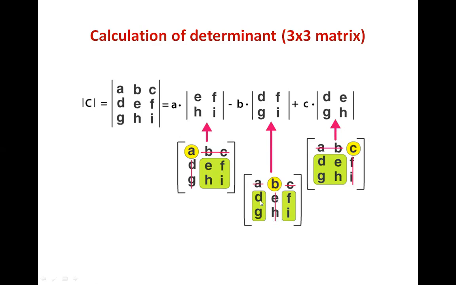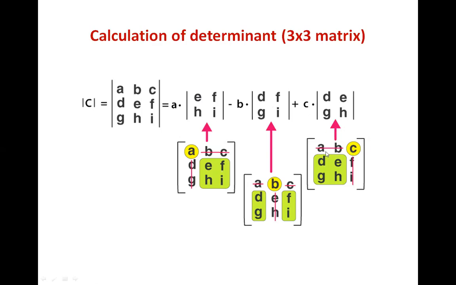So what is left over? Here D and G, F and I. So we'll form a minor matrix. We'll multiply B with the other remaining members. Then we have to add the third element, for example, C is here.